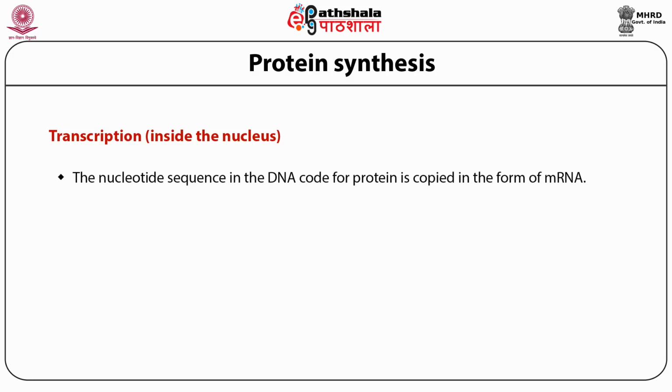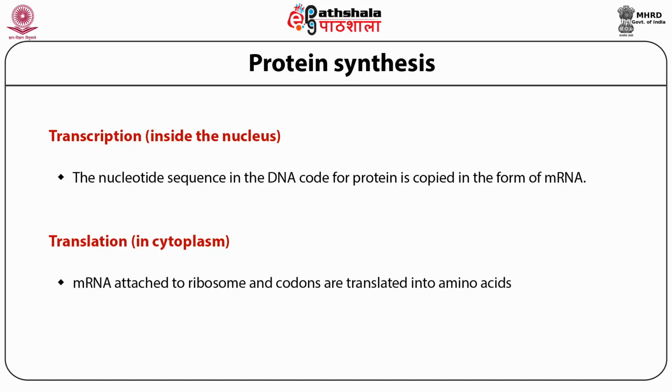In this step, the nucleotide sequence coded for the particular protein is copied in the form of RNA called messenger RNA or mRNA. This mRNA exactly copies the nucleotide sequence of the DNA and becomes the template for assembling the corresponding amino acids. The second step, translation, takes place in the cytoplasm. So the mRNA comes out of the nucleus through the nuclear membrane into the cytoplasm.